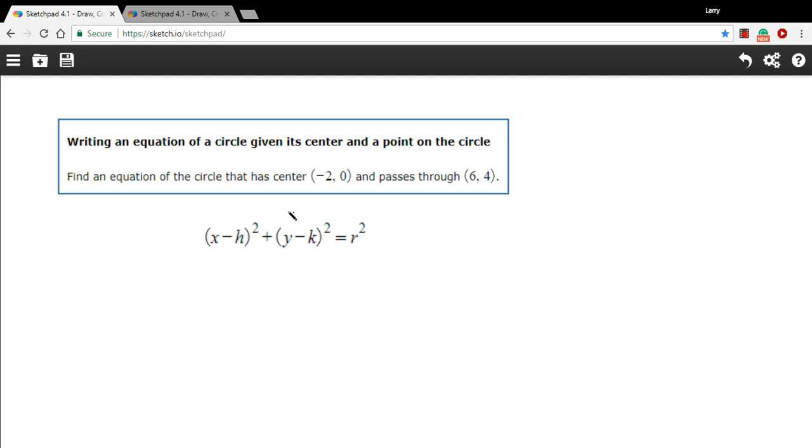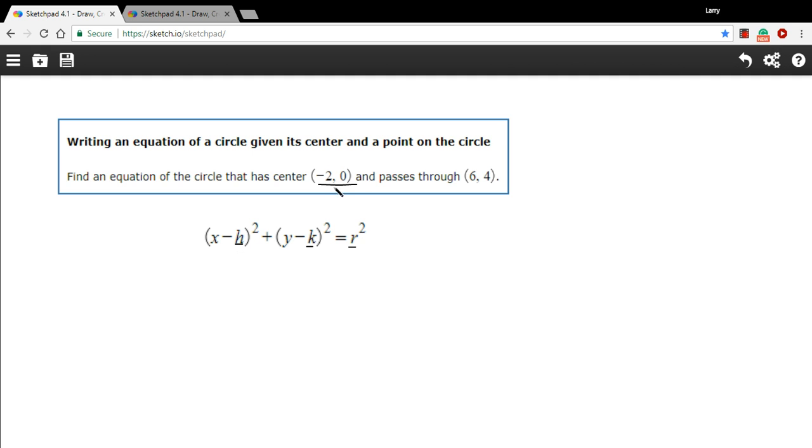This is the equation of a circle in standard form where h, k are the coordinates of your center of the circle, and then here is the radius squared out here. So what we need to do first of all is know the center of our circle, and we could fill those numbers in right here. That's pretty easy. They're giving us the center.